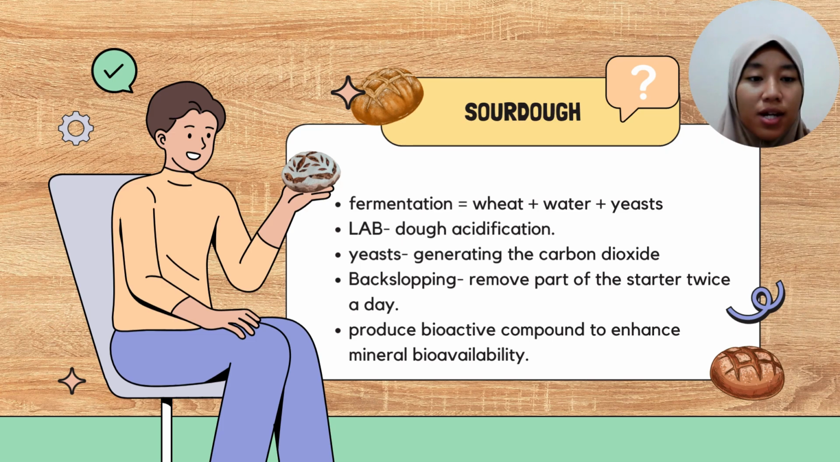So what is backslopping? Backslopping is the process of starting a sourdough fermentation by inoculating a fresh batch of flour and water. The kind of flour used, the temperature, the degree of hydration, and the length of the fermentation process are some of the variables that affect this technique's performance.